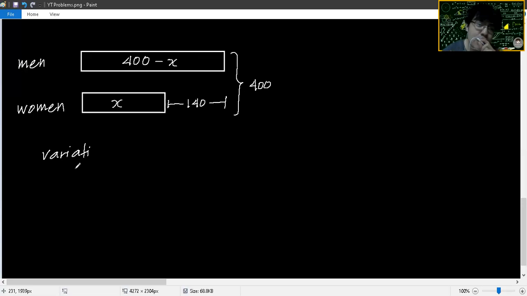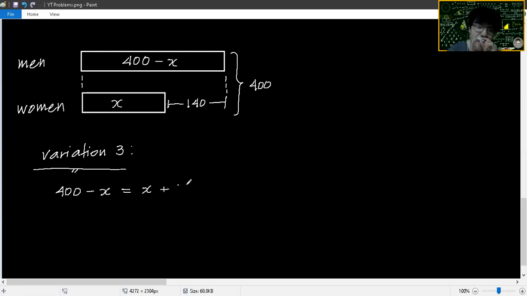for this problem. Since we already use the 400, we may compare the number of men and the number of women. According to our equation, 400 minus x equals x plus 140. Since they have the same length, therefore they are equal. Okay? Now, we may use the additive inverse. The value of x will go to the left and going to the right are the constants, or the numbers that don't carry any variable.